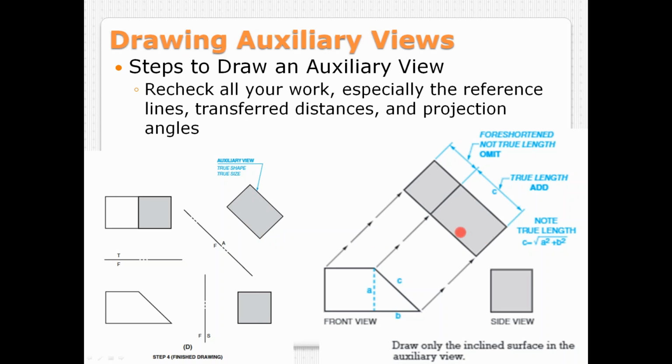This is an example that draws only the inclined surface in the auxiliary view. This is the main thing that you want to draw, the inclined surface. This is your true length. And you don't need to draw this because this is not your inclined surface. Because this is not true size, true shape, it is foreshortened, not true length, you should omit it.